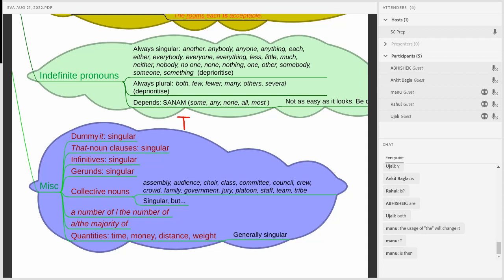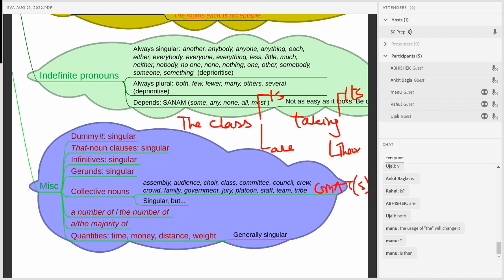The class, and over here I'm going to give you two options, is or are, taking its or their GMAT or GMATs, as the case may be. Okay, now what do we go for?